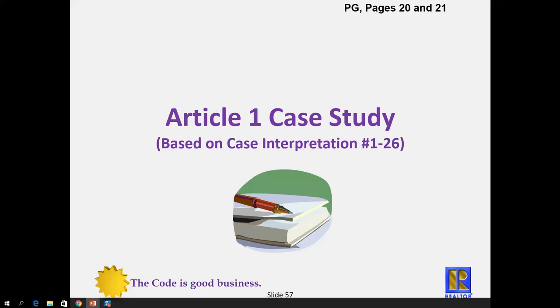Please read through the case study on pages 20 and 21, break up into some small groups of 5 to 6 people, and discuss the questions on page 21 of your guide. Please pause this video and resume when you've completed this. This should take no more than 8 minutes, and we will discuss your answers when you return.